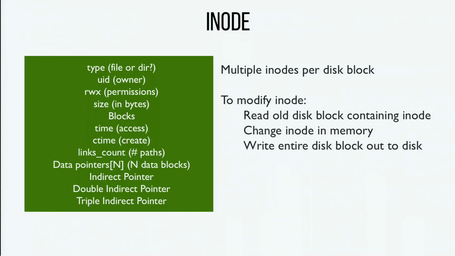One thing to remember about the implication that we fit multiple inodes per block is that any time you need to modify an inode, we have to read the old contents of that block to see what the other inodes contain. Then in memory, you can modify the inode that you actually wanted to modify, and then you have to write out the whole block again, because blocks are always larger than inodes. You can't just write a portion of the block. We always write in block-sized units. So any questions about inodes at that level?